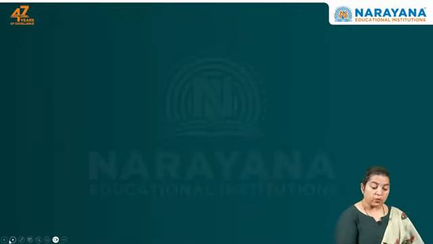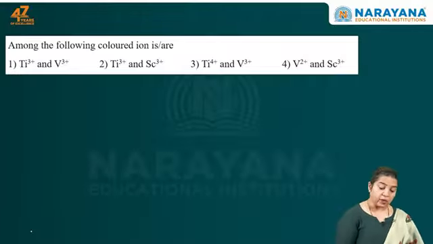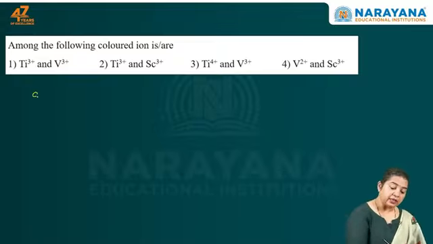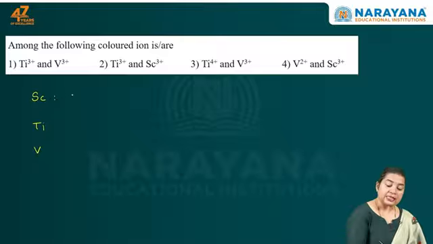Okay. Moving to next question. Among the following, colored ion is and are. Again from d block. Okay. So, let me write the atomic configurations. Scandium, titanium and vanadium is asked. Scandium is atomic number 21, right?